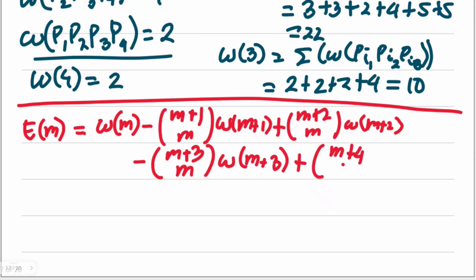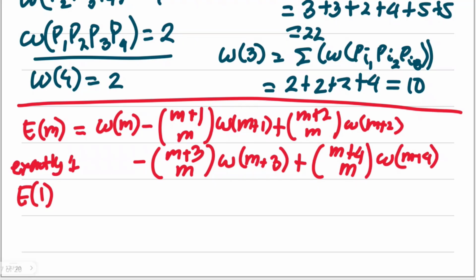I believe this is already okay. If it's not, then we can continue with the pattern of the formula, m plus 4. So if we are asked about how many elements given exactly one element, by substitution, you have here omega of 1, which is already given.